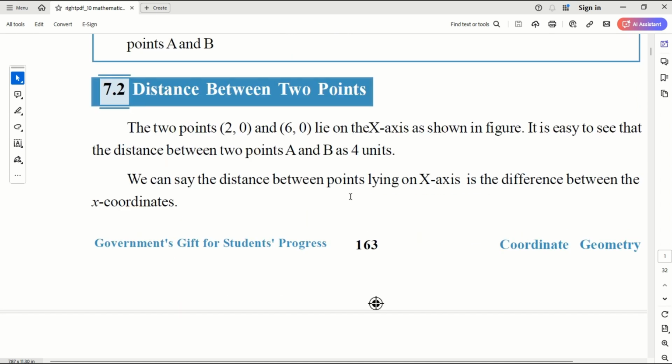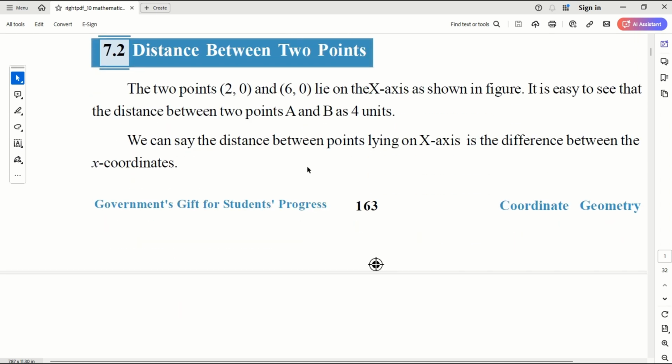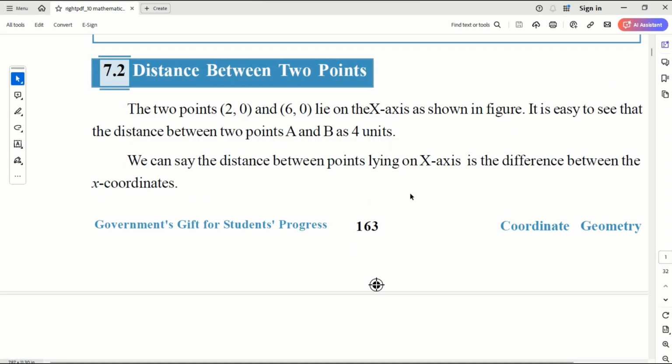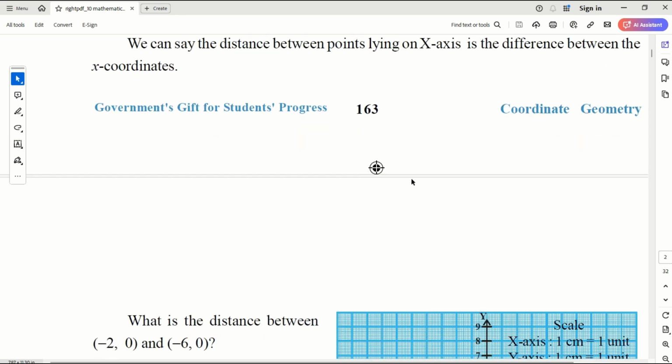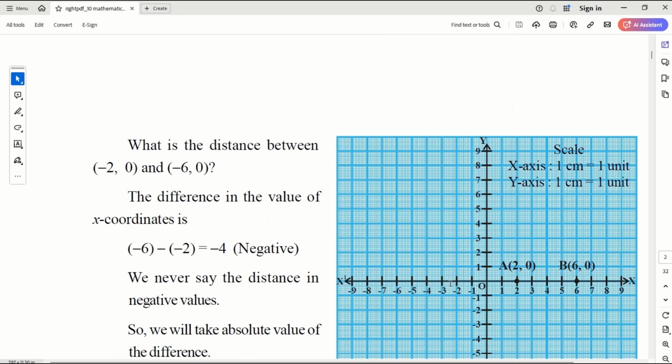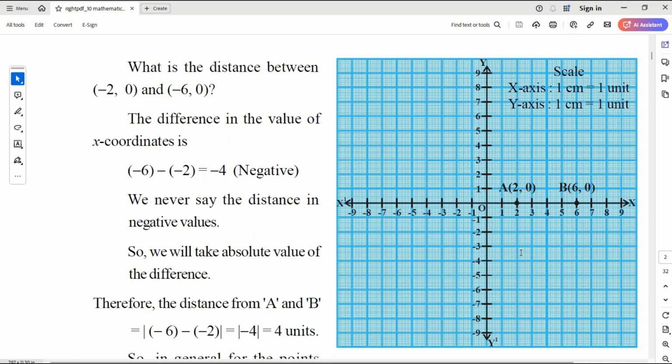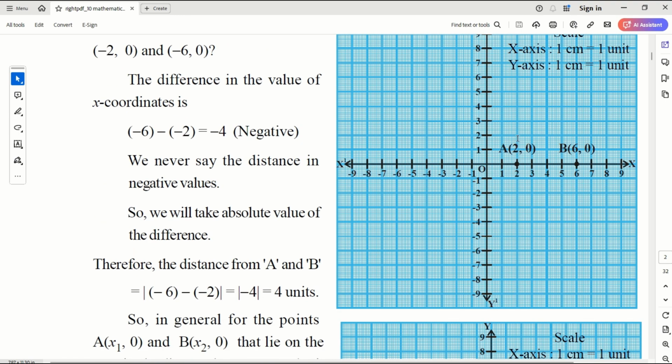Okay, so yeah. Now let's discuss the distance between 2 points. Distance between 2 points. Okay, let's go step by step how to find the distance between 2 points which are anywhere on the coordinate plane. First we will look at distance between 2 points which are on the axis. Okay, so if you take 2 points, A 2 comma 0 here, you can see.